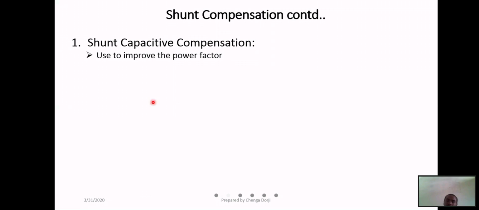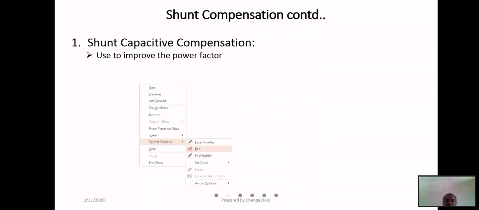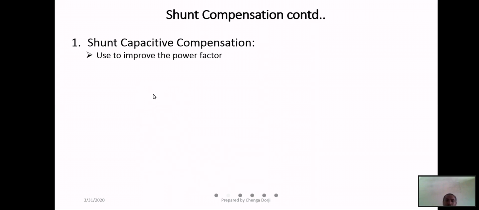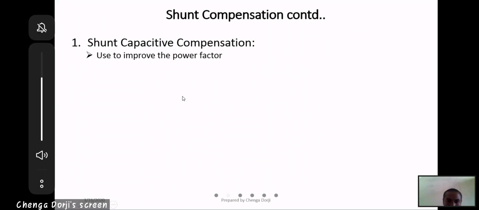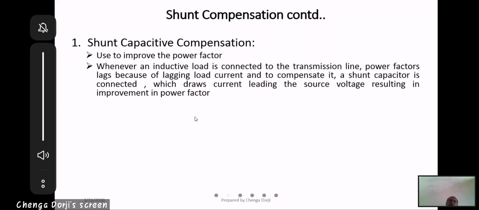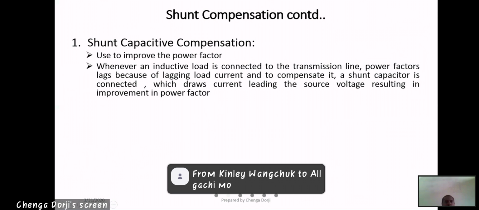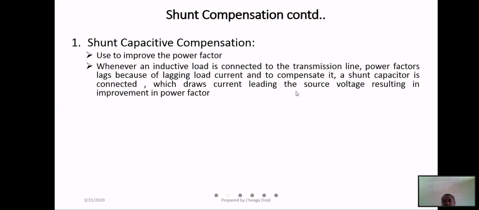So thereby it will improve it. Whenever an inductive load is connected to the transmission line, the power factor lags because of the lagging load current. To compensate it, a shunt capacitor is connected, which draws current leading the source voltage, resulting in improvement. This is how it is actually doing.